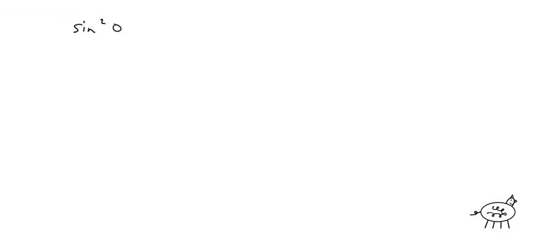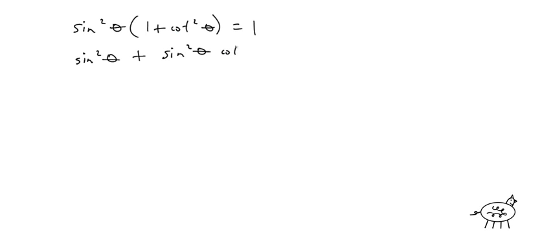Sine squared of theta times 1 plus cotangent squared of theta equals 1. Now again, this is really obvious which one it is, right? Obviously you're working on the left hand side. And what do you do? Well, you're going to distribute. So sine squared of theta plus sine squared of theta cotangent squared of theta.